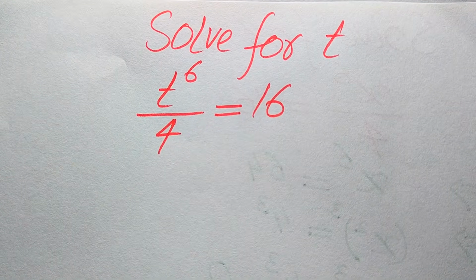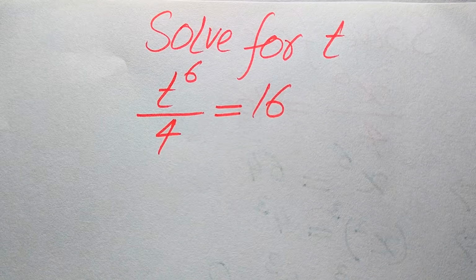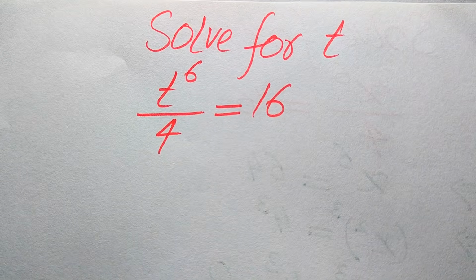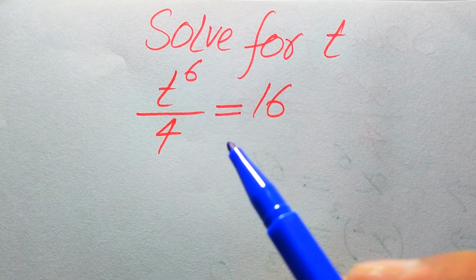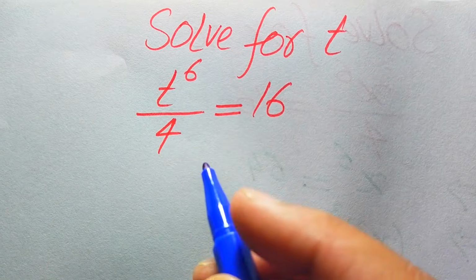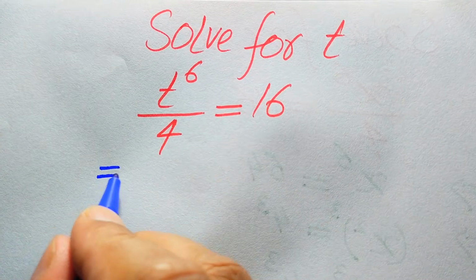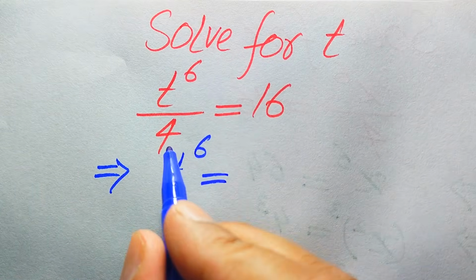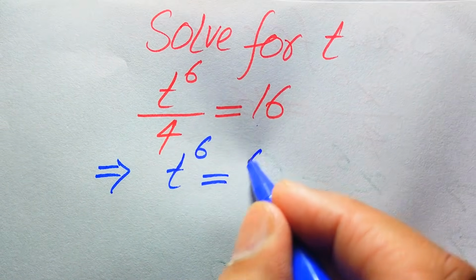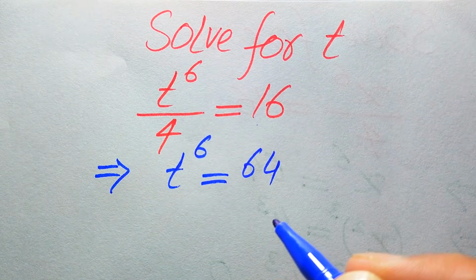So here we have t to the power of 6 divided by 4 is equal to 16, and we solve this problem for all the values of t. You see that this is a sixth order equation and we need to find all the six roots of the given equation. First we need to move the value 4 to the right hand side, and it will be written as t to the power of 6 is equal to 4 times 16, which is 64.